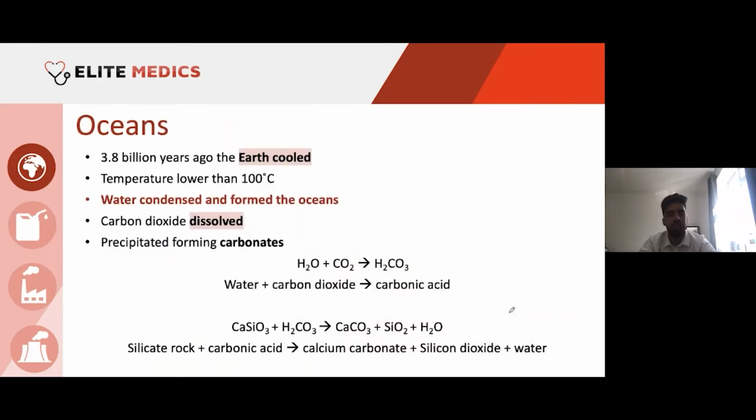Then we have oceans starting to form, and this was about 3.8 billion years ago. We had the Earth cooling and the temperature lowered below 100 degrees C. We know 100 degrees C is the boiling point of water. So if we go below 100 degrees C, water will condense and thus form the oceans. And this is where things become very interesting, because oceans are a very big carbon sink.